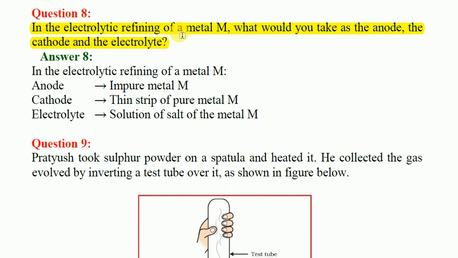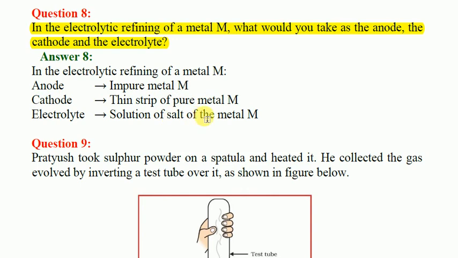In that one, which one you are taking as the anode, which one as the cathode, and which one as the electrolyte, we are going to discuss right now. Generally, the anode is the impure metal. The cathode is the pure metal. And the electrolyte is a salt solution.